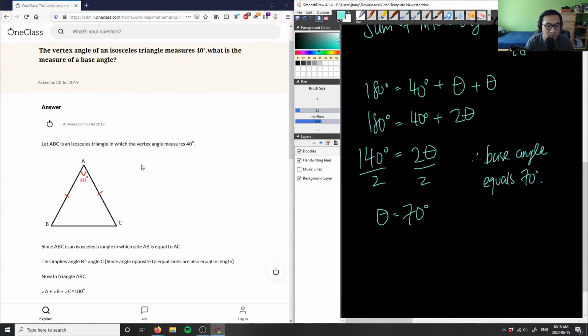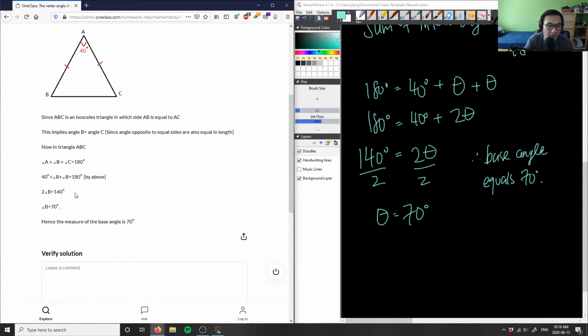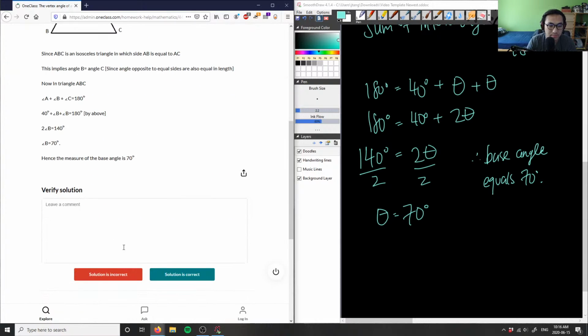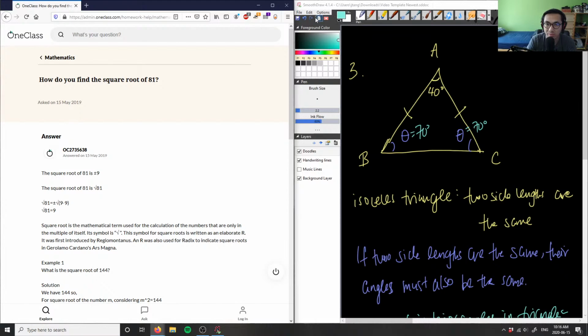So let's check the solution. It says, since ABC is an isosceles triangle in which side AB is equal to AC, this implies that angle B equals angle C. So they use the correct theorem here. And again, you simply have to isolate for that theta. I chose to use theta, they chose to use angle B, which is totally fine. And this here is going to equal 70 degrees. So this solution here is correct. So that was number 3.